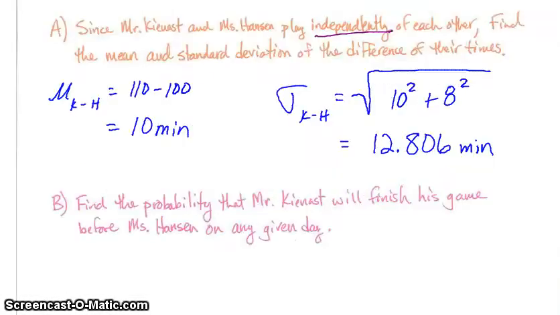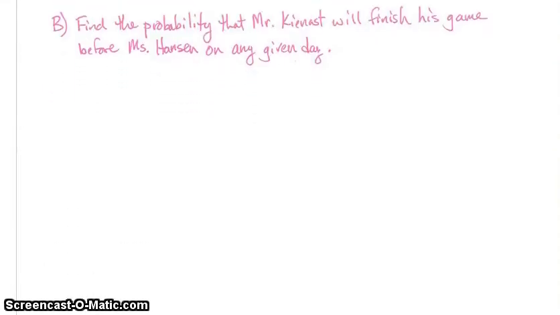All right, hopefully you got these numbers, or remember you could have used Hanson minus Keenest and gotten negative 10 minutes. Either is appropriate. Your standard deviation will be the same as mine. For part B, your favorite type of question, find the probability that Mr. Keenest will finish his game before Miss Hanson on any given day.